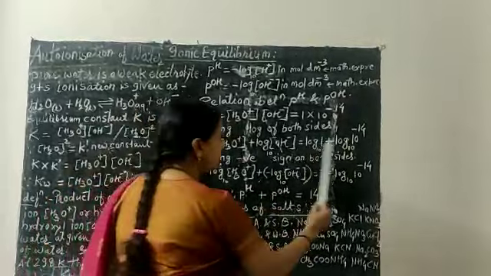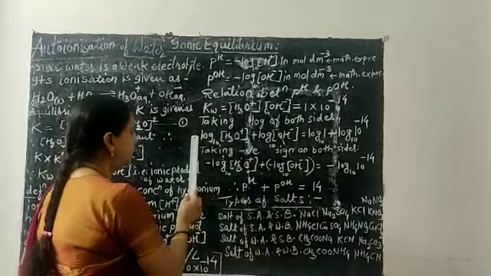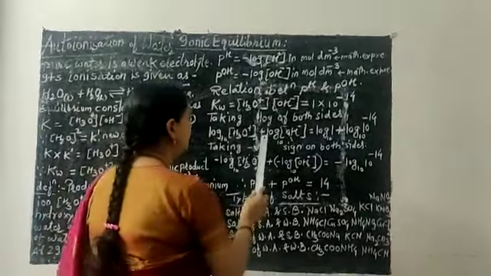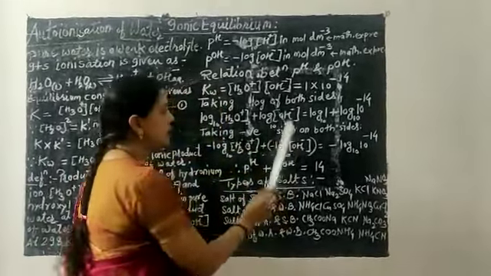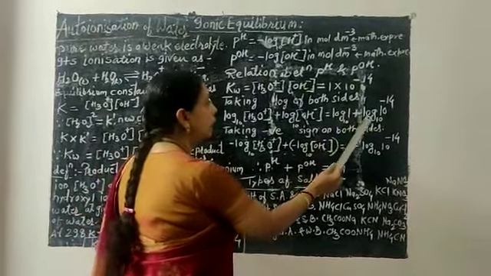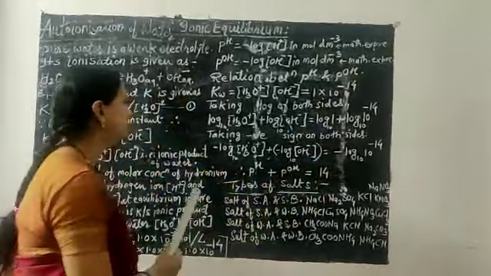Now taking negative sign on both the sides, you can write here negative log to the base 10 of H3O plus ions concentration plus negative log to the base 10 of OH minus ions concentration is equal to log 1 is 0, and therefore minus log of 10 to the power minus 14.